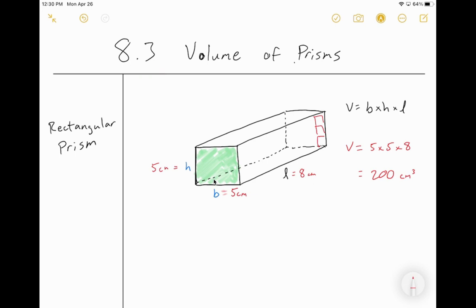So pretty simple, right? For a rectangular prism, all you have to do is multiply those 3 numbers. Some people call it the length, width, and height. I'm going to call it the base, the height, and the length, just since we already used base and height for our other calculations. Some people say the base area times the height. That's another way to do that.